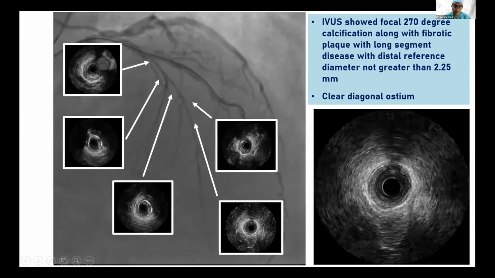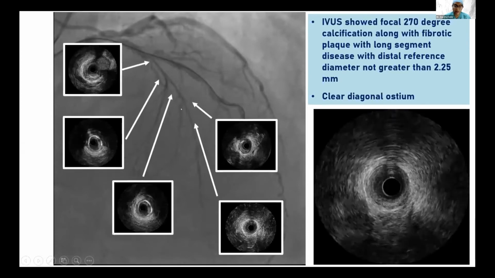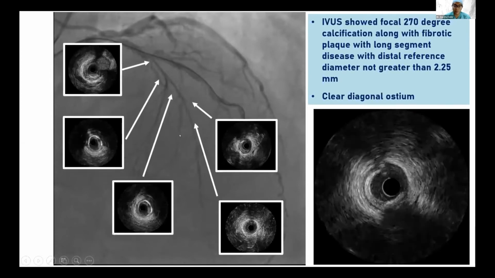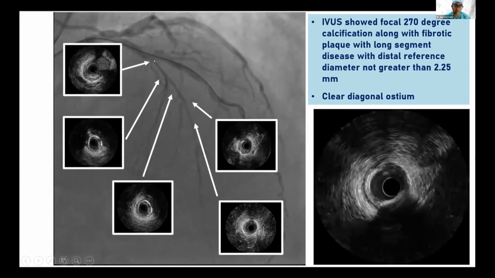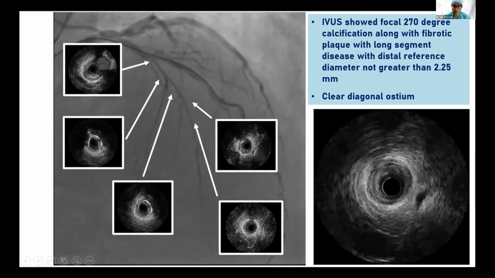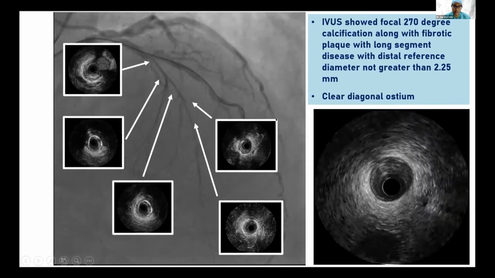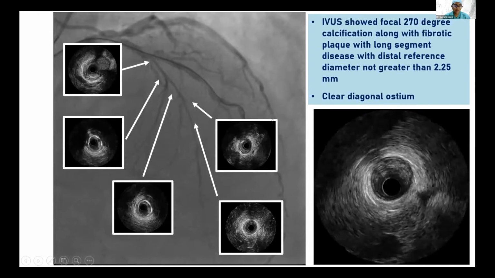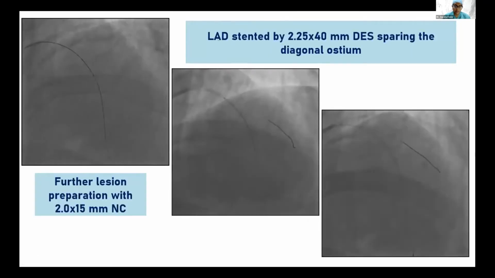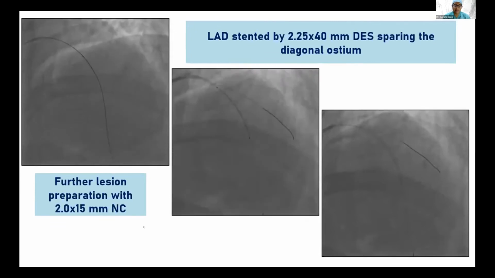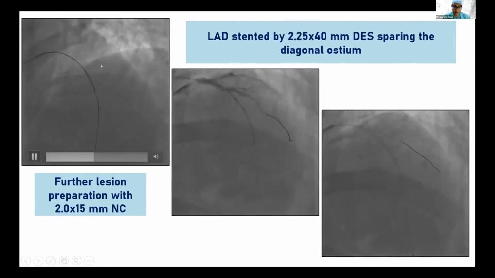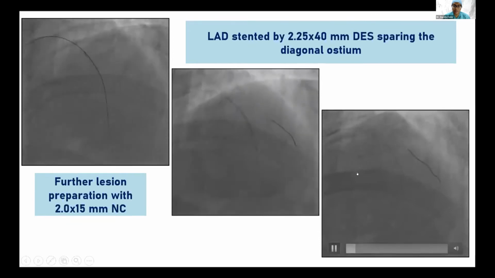270-degree lesion of concentric calcium in a long segment of disease, and there was also plaque burden, but of course the diagonal ostium was clear. So that was important in terms of deciding the strategy. Further lesion preparation was then done with a 2 by 15 millimeter NC balloon, given that there was plaque burden and fibrotic calcified lesions within the mid LAD.